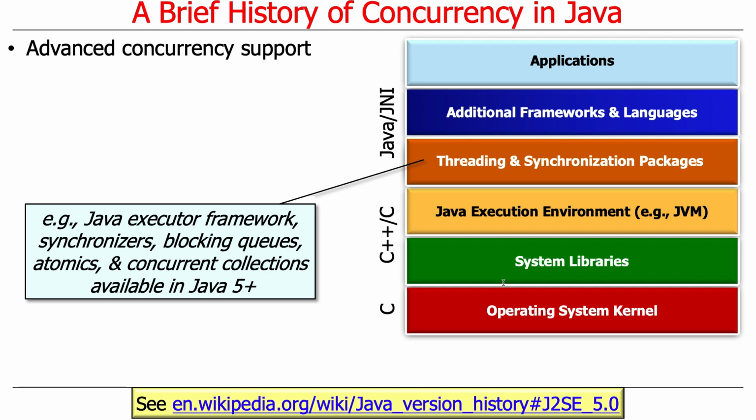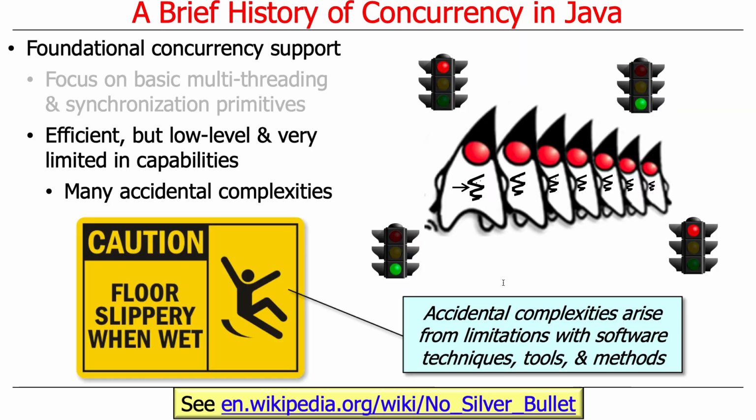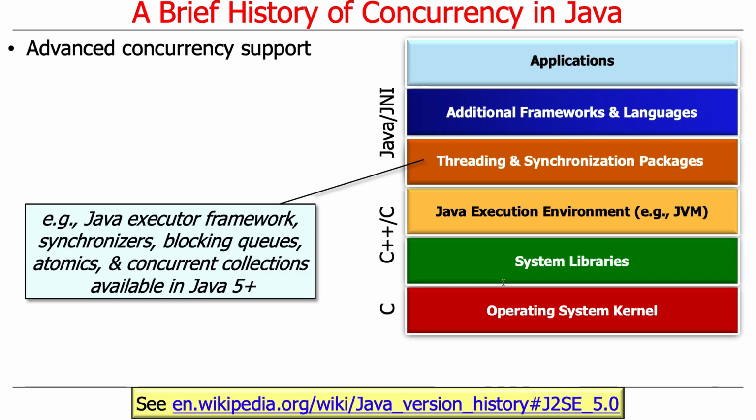Speaking of evolution, 95, 96, that was Java 1. Around 2004 or so, they released Java 5. This added a boatload of cool concurrency mechanisms, both threading and synchronization mechanisms. They added something called the Executor Framework. We're going to spend a lot of time in this class on the Executor Framework. They added a boatload of synchronizers. We're going to spend a lot of time on synchronizers.